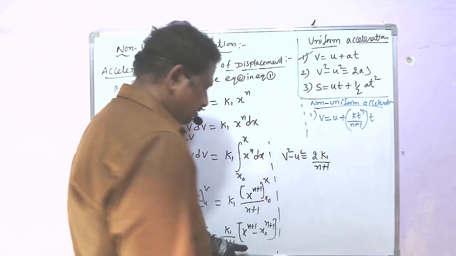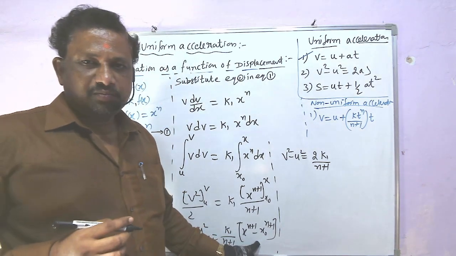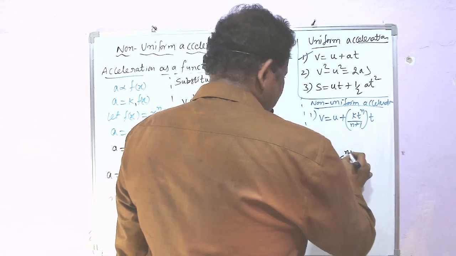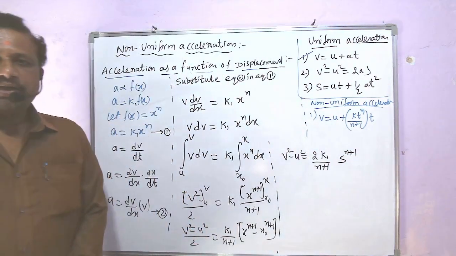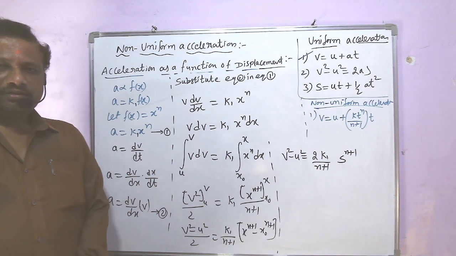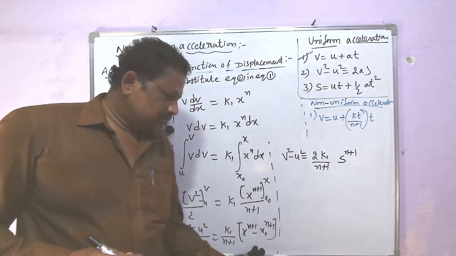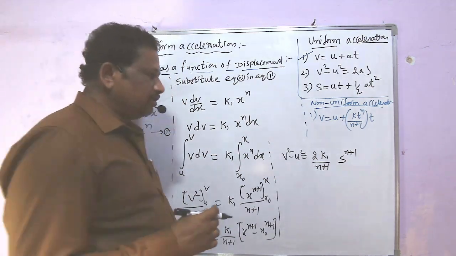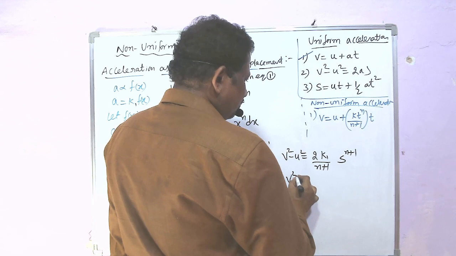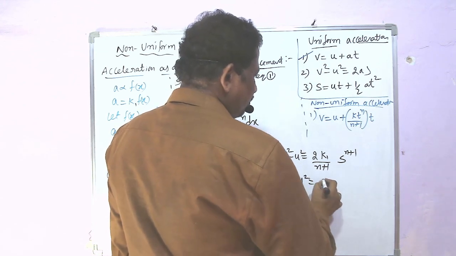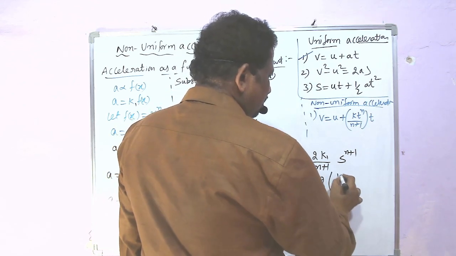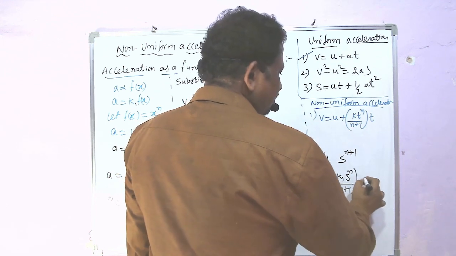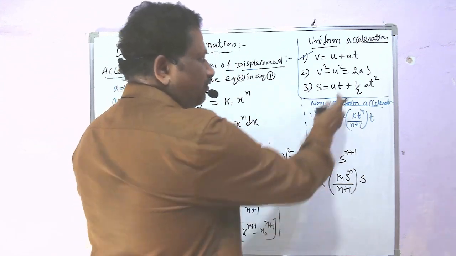So this is in the form of v square minus u square is equal to 2as. So now the second equation we also solve: v square minus u square is equal to 2a, where a means k1 s power n by n plus 1, into s. Okay, clear? Note down this. Take a screenshot. Finish that. Next one.